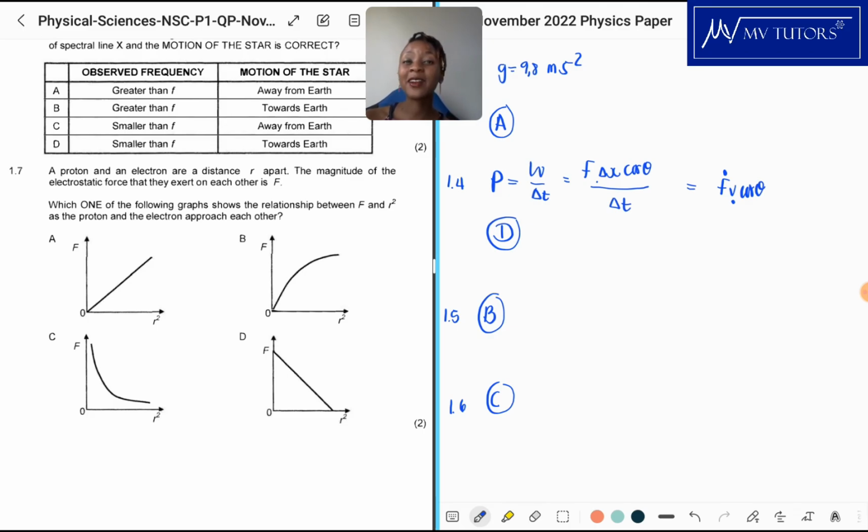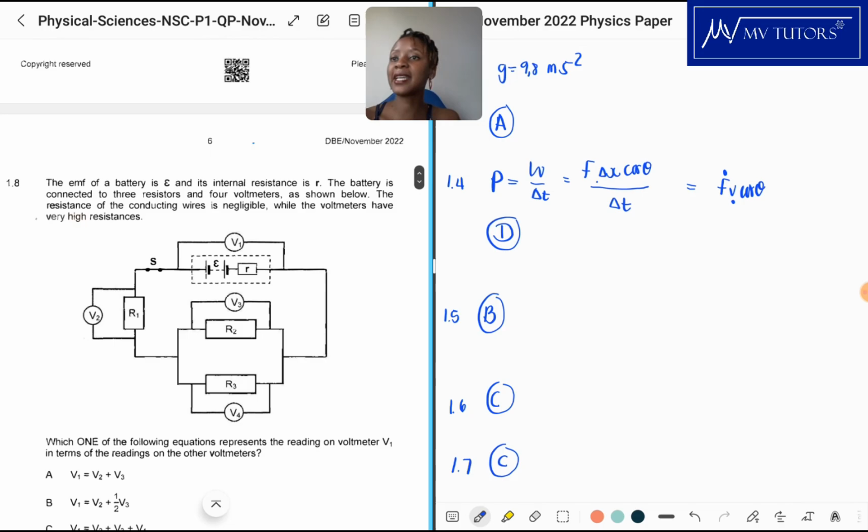Okay, so F and r squared are inversely proportional. And because they're inversely proportional, it is tempting to go with D, but the r squared renders a curve. Think about a quadratic equation, but not the full one, not the full parabola. So instead of D, which is just a straight line, we'll go for option C. So 1.7 is C.